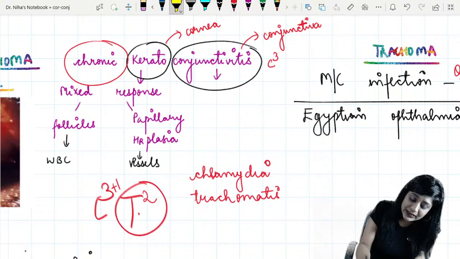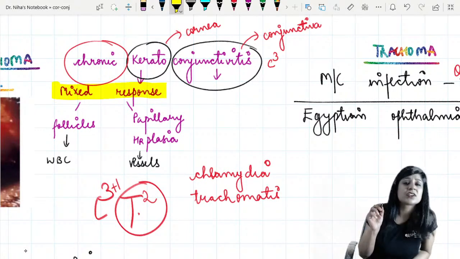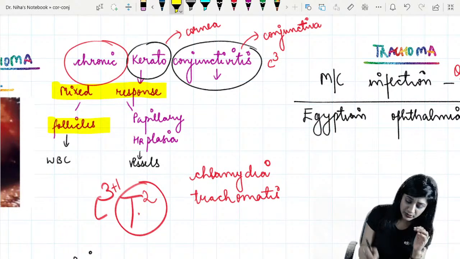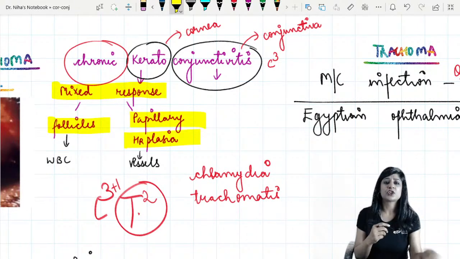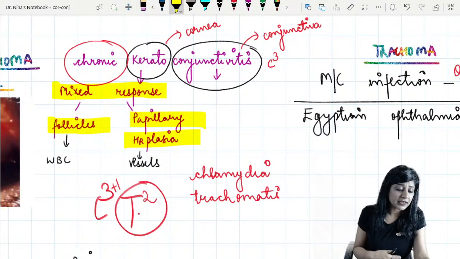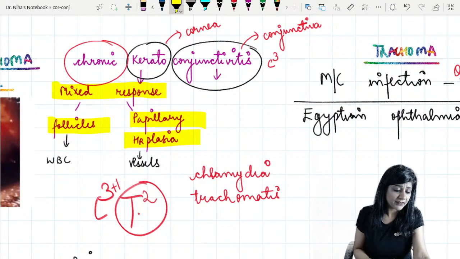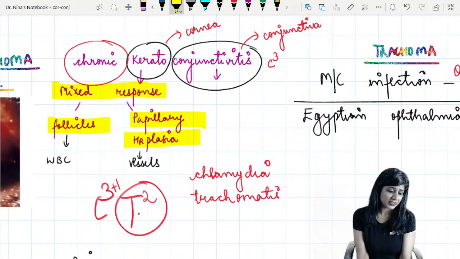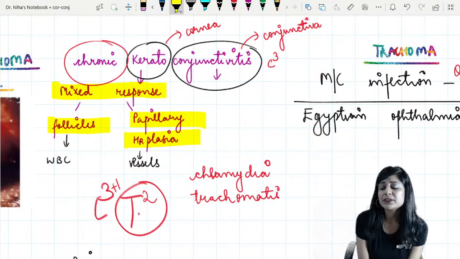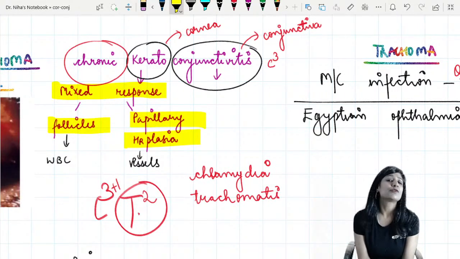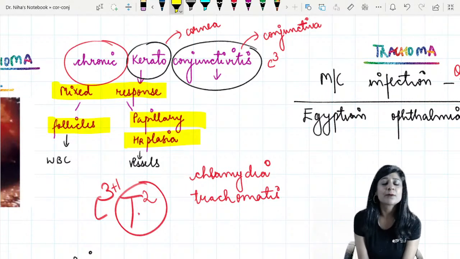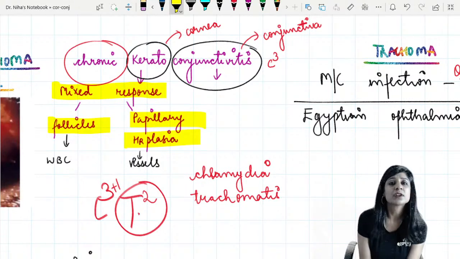Another important thing is that it shows a mixed response. What does mixed mean? It shows follicles and it also shows papillary hyperplasia. It usually affects the children. Whenever we have any kind of conjunctivitis, you will see either follicles or papillary hyperplasia, but trachoma is one place where you see both.